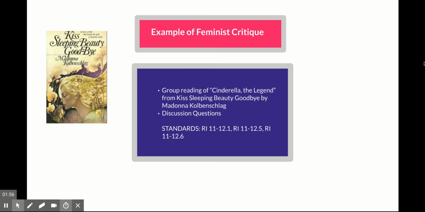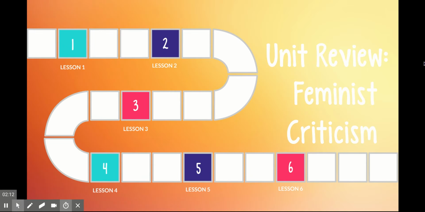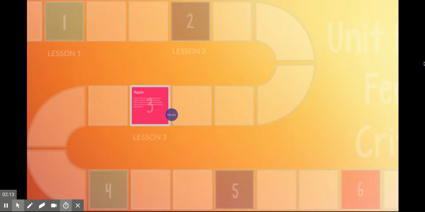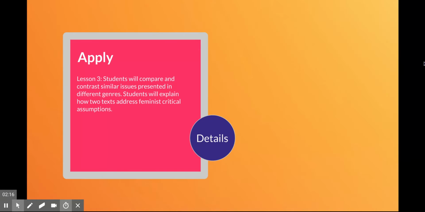She writes about the story of Cinderella, which most of us all know. We will read that and, of course, have some discussion questions after we do that. That's looking at an example of feminist criticism in action.